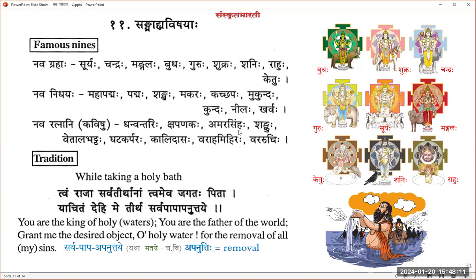Wow, the depth of how he has put it together. Amarasimha, Shankuhu, I don't know what his name is. Vetalabhattaha, Ghatakarparaha, Kalidasaha, we know very well. Varahamihiraha, another great Jyotisha Shastra person. His works involved a lot of collaboration with the Greek astronomers. There was a lot of collaboration between Indian astronomers and Greek astronomers. So Varahamihira's documents show that.